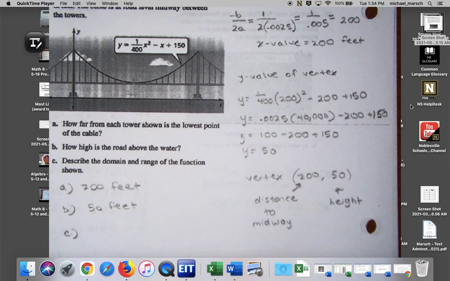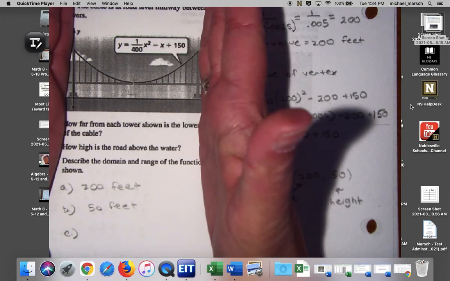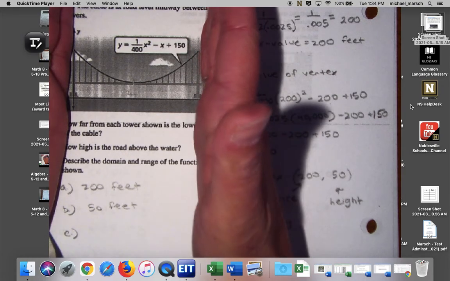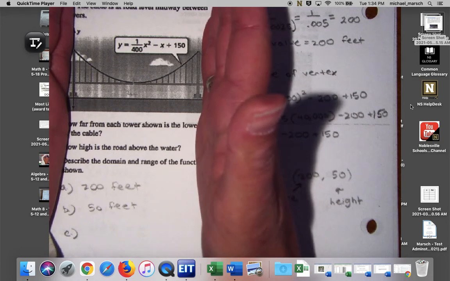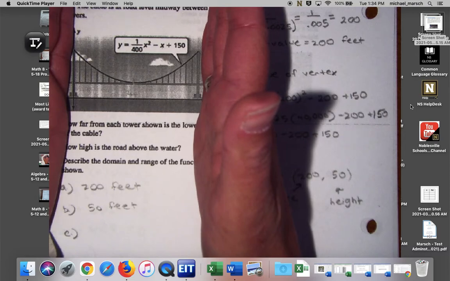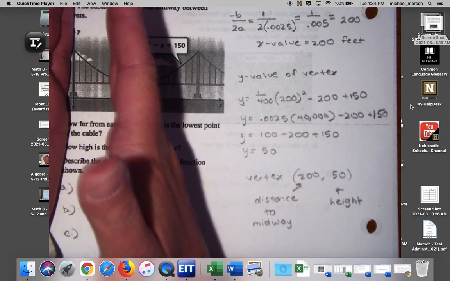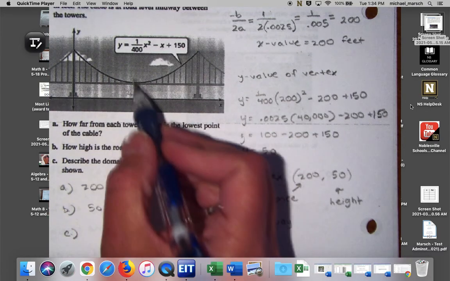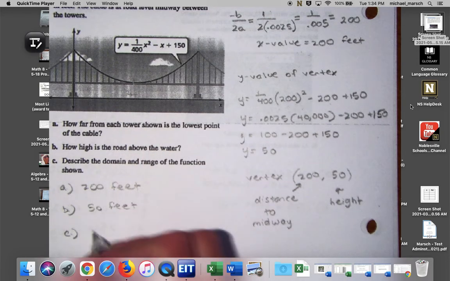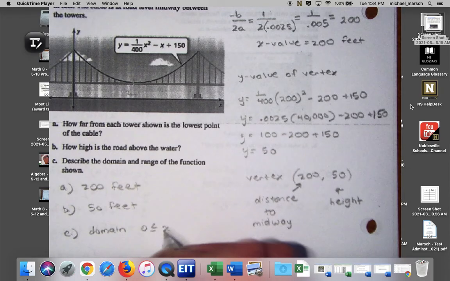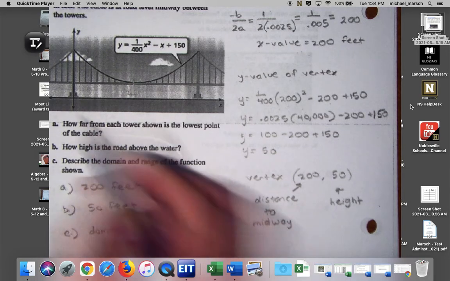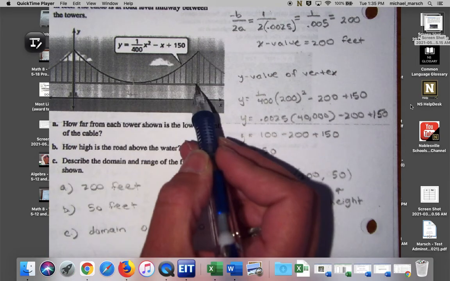Domain and range. Woo, you guys love this. Okay, domain, remember, is all the x values. So how far is it between these 2 towers? 400. Who said 400? Isabel, how do you know that? 200 plus 200. Yep. If it's 200 halfway, so our domain is between 0 and 400. All of those values between 0 and 400.